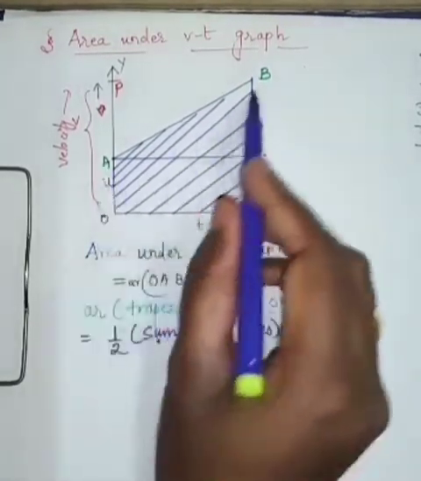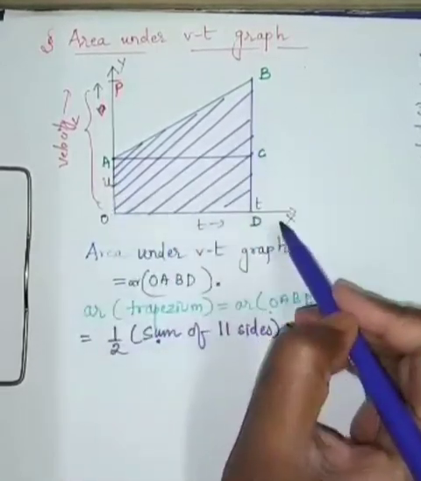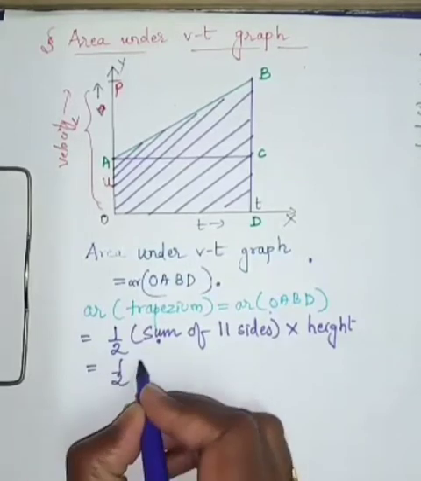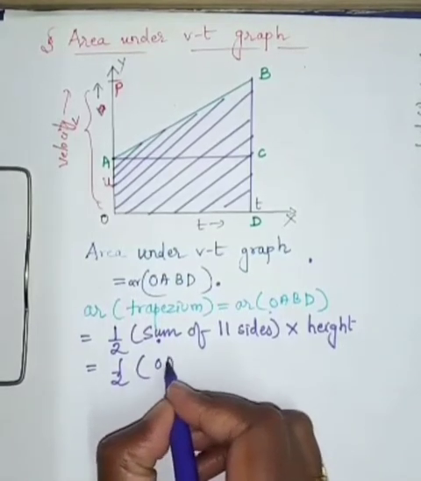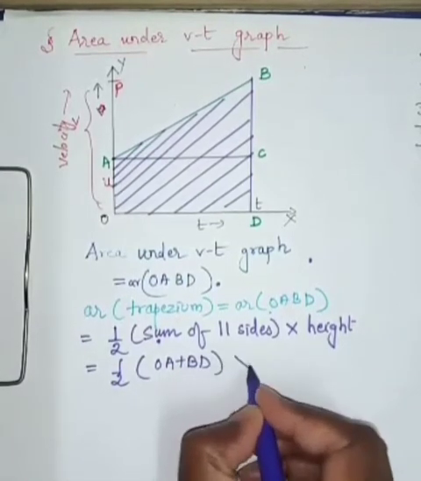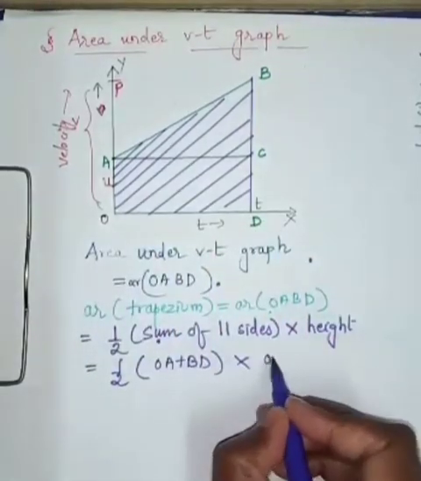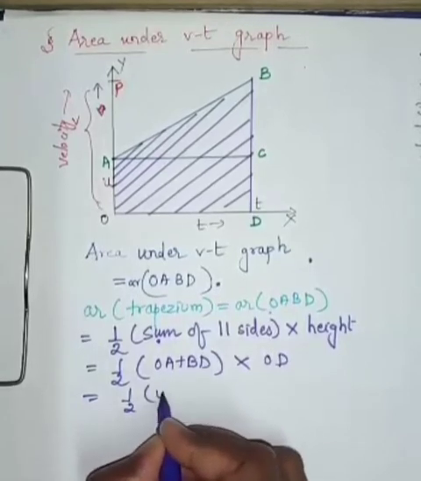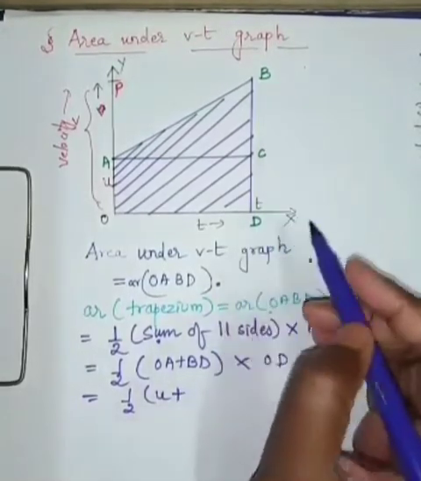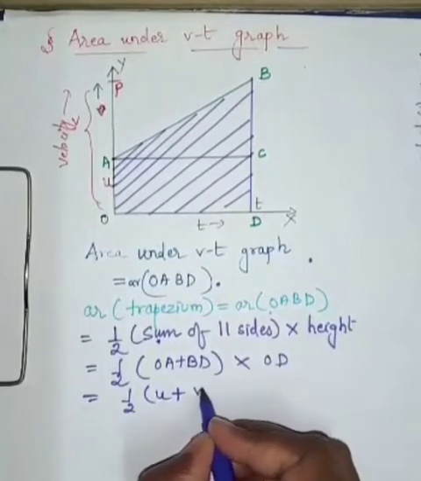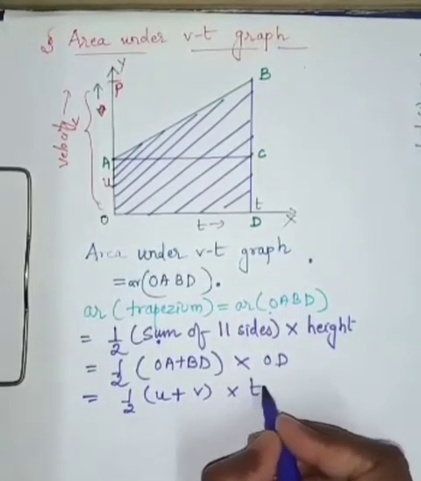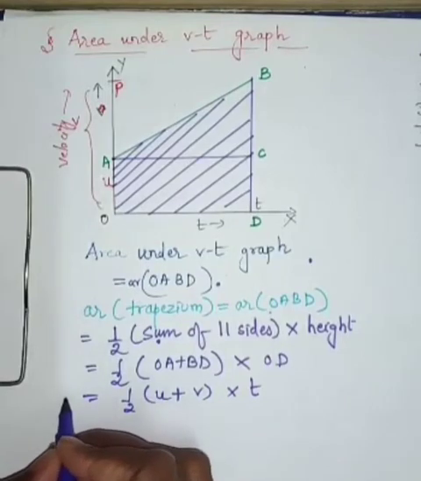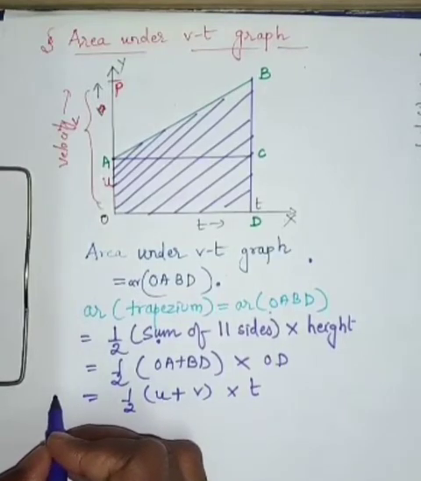In the figure OABD, OA and BD are the parallel sides. Therefore, it can be written as half into OA plus BD into height, and height is OD. What is OA? OA is u. And what is BD? That is v. And what is OD? It is t. From this you can find the distance. This is equal to the distance.